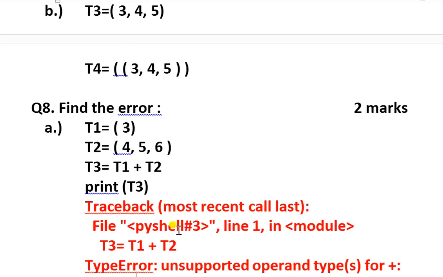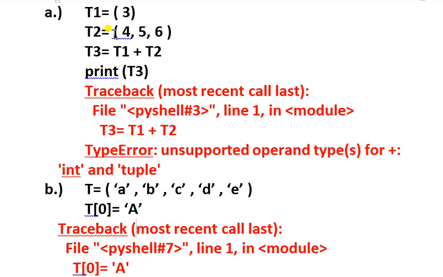Now question number 8, you have to find the error. In this question when you check this, this error will come: unsupported operand type(s) for plus: int and tuple. This T1 is an int and this T2 is a tuple, because in T1 we have not assigned any comma here, so it is just taken as a simple integer.